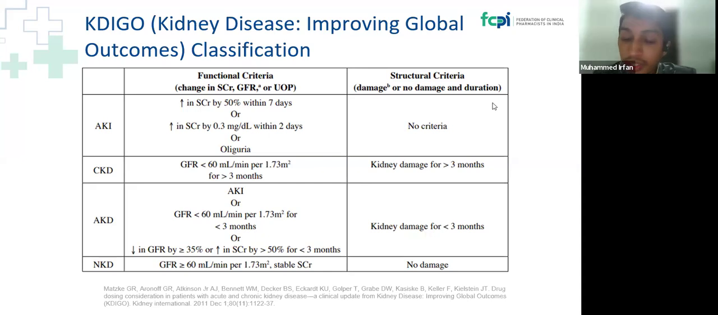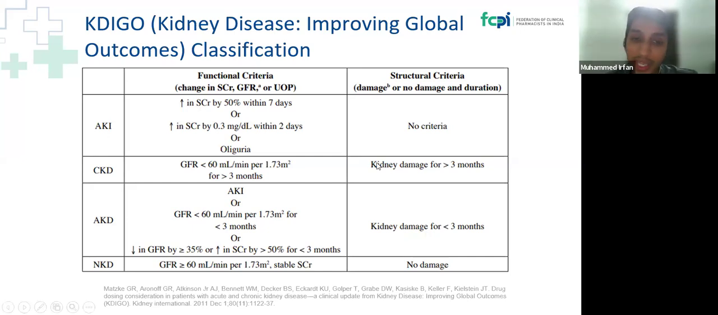The normal GFR is 130 ml per minute per 1.73 meters square, that is the surface area. And here the GFR is below 60 ml per minute per 1.73 meters square for more than 3 months. And the structural criterion here is kidney damage for more than 3 months.